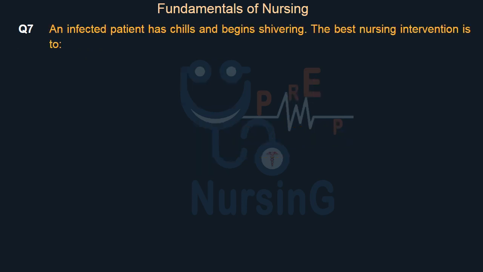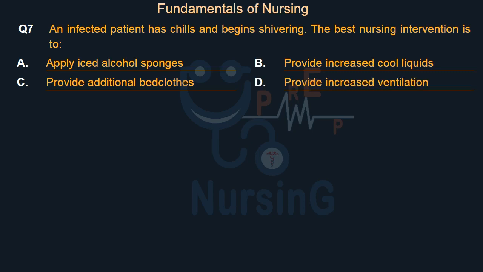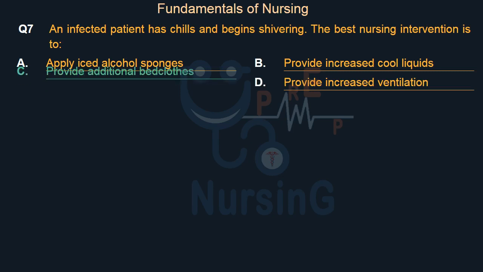An infected patient has chills and begins shivering. The best nursing intervention is to: Option A. Apply iced alcohol sponges. Option B. Provide increased cool liquids. Option C. Provide additional bedclothes. Option D. Provide increased ventilation. Right answer is Option C.